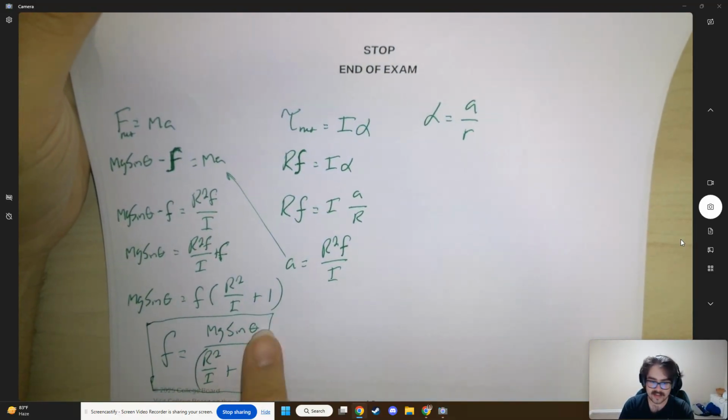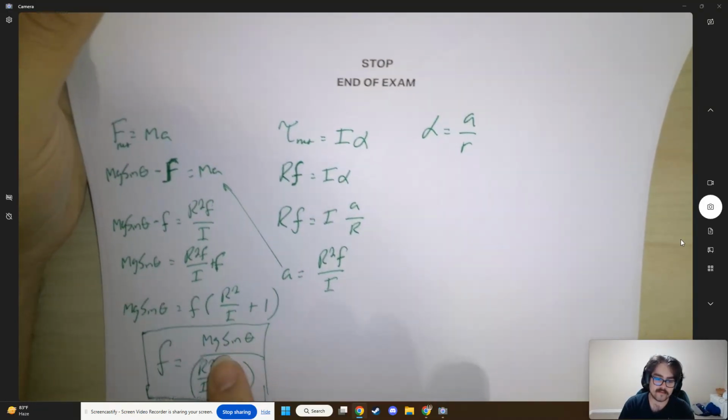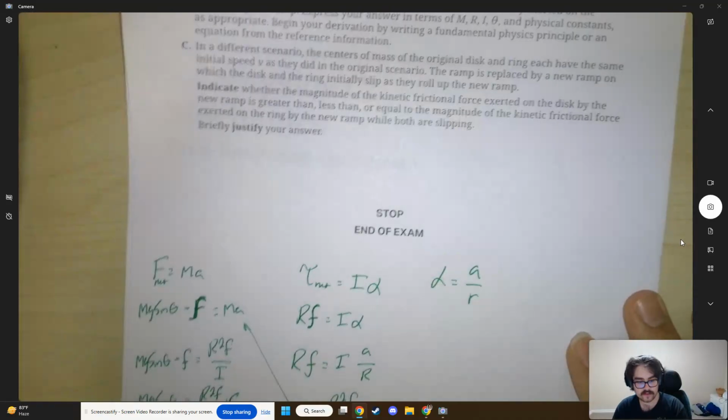It said, what was it? M, R, I, and theta. Okay, well, I've got M, I've got R, there's theta, sorry. And then I is right there, right? And then I've got my fundamental constant G right there, so that's perfectly fine. Okay.